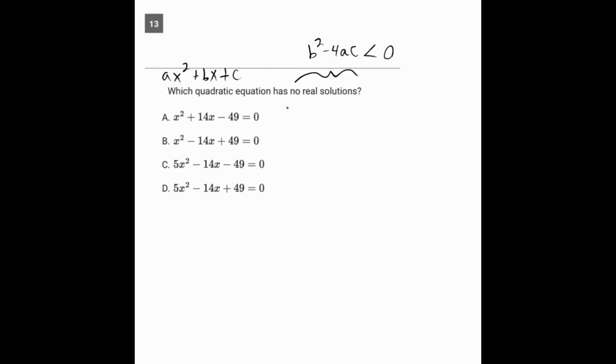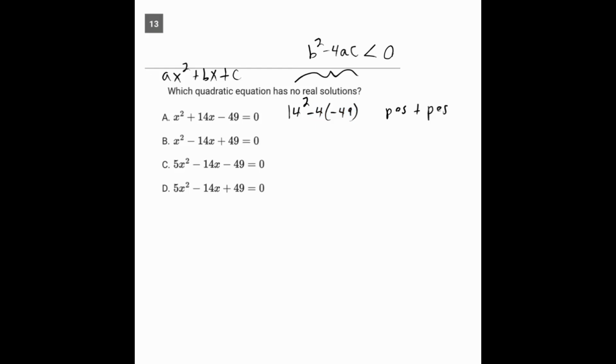So b squared minus 4ac would be 14 squared minus 4 times 1, which we are not going to even write because nothing happens when you multiply by 1, times negative 49. So you don't have to do any calculation here because you know that you'll have a positive plus a positive. And that's because everything in here will become positive. You have 2 negatives multiplied together to give you a positive.